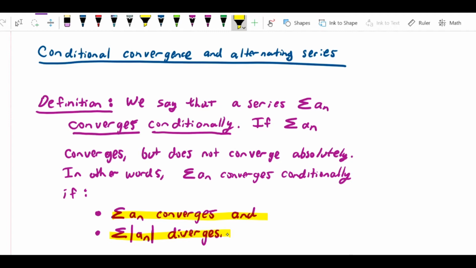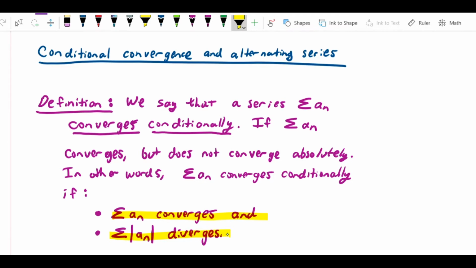So just to be clear, conditionally convergent is a statement that we make about a particular series, which is really making a statement about two different series. It's saying that the series itself converges, but its corresponding positive term series diverges. In other words, the series does not converge absolutely.